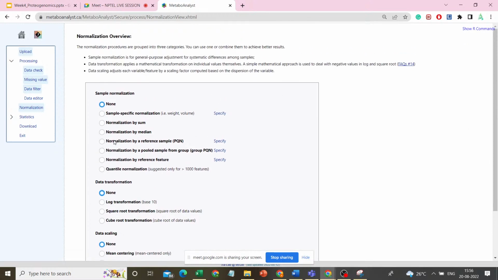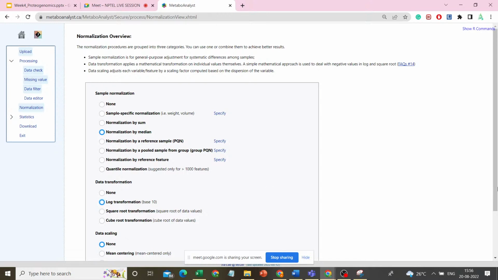But firstly, we will do normalization by median and log transformation. These are the two basic things done to normalize your samples, so that you can compare the two samples in different group analyses.